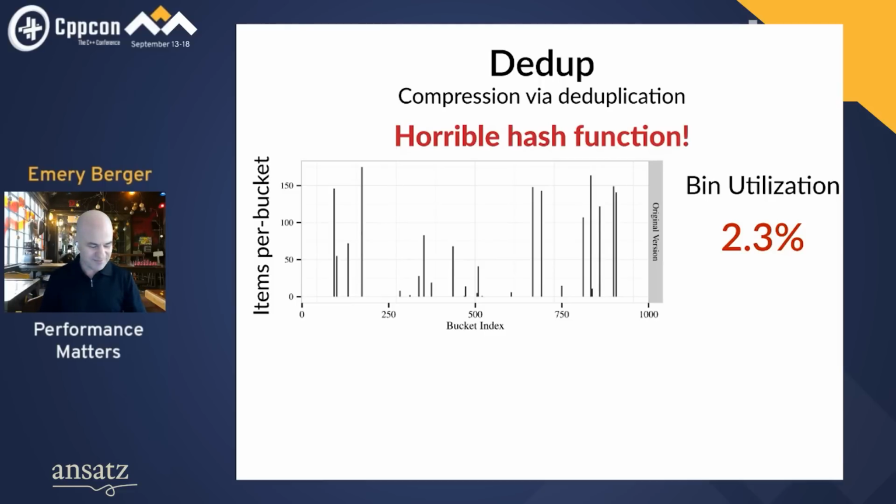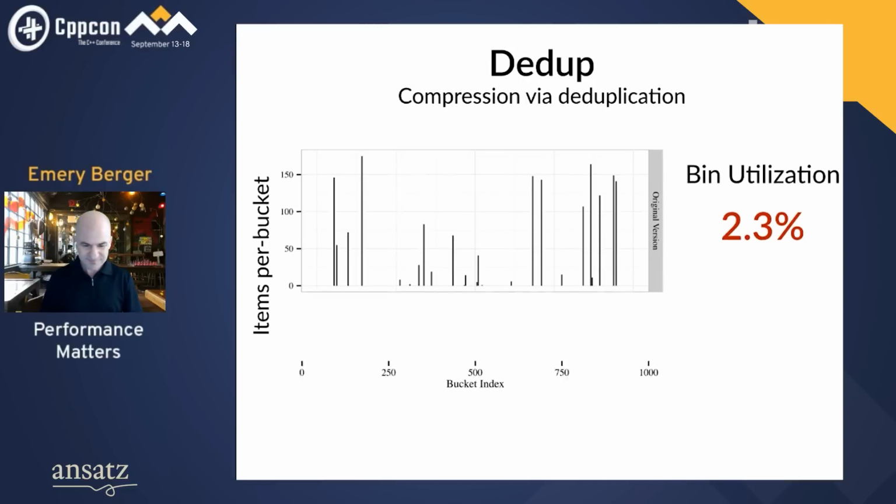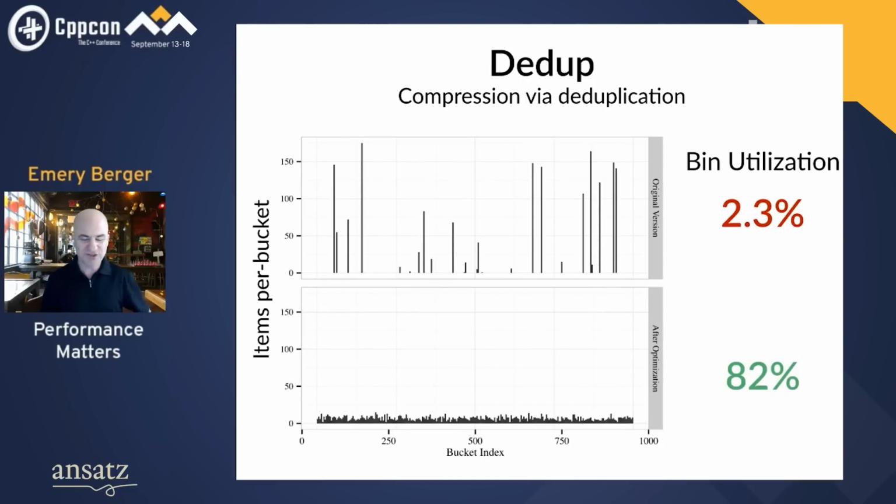So my student actually changed, in probably the greatest optimization per effort ever, one character in the hash function from a plus to XOR, and it became 82% utilization. So it's not a huge speedup.